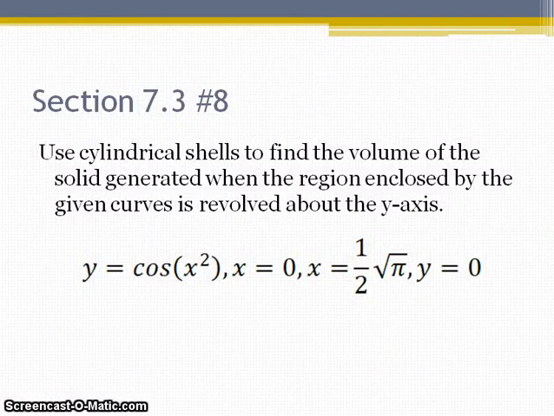Section 7.3, question number 8. Use cylindrical shells to find the volume of the solid generated when the region enclosed by the given curves is revolved about the y-axis. y equals cosine x squared, x equals 0, x equals 1/2 square root of pi, and y equals 0.